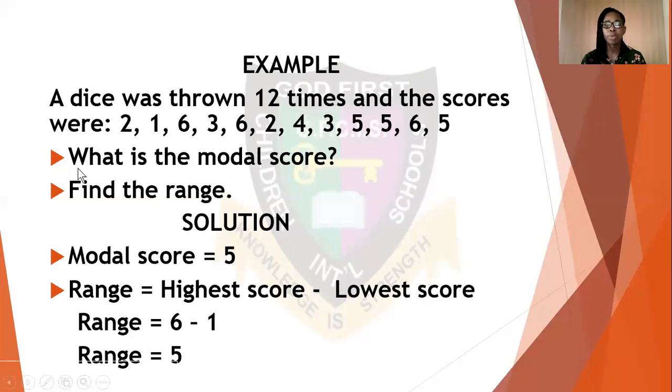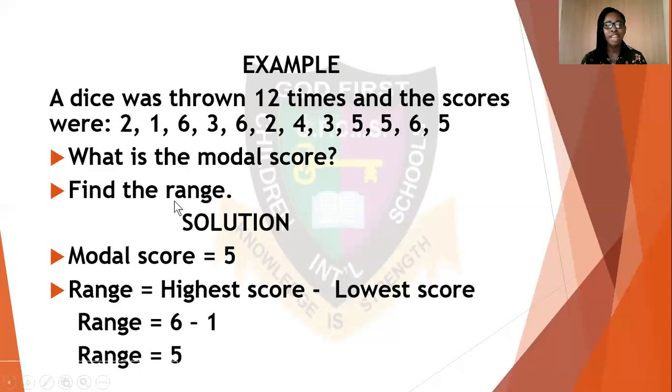Question number 1 says, what is the modal score? The modal score is the number that appears most frequently, the number that occurs most. From the given set of data, we find out that 6 is occurring three times, 3 is occurring twice, 2 is occurring twice, 1 occurs once, and 5 is occurring 4 times. So the modal score is equal to 5.